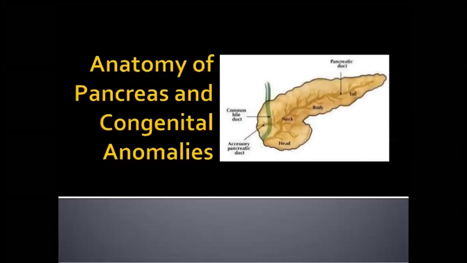So, what is the anatomy of the pancreas and its congenital anomalies? Now, you can see there's a head, neck, body, and tail, and there's a duct which is the pancreatic duct. Now, there's a common bile duct and an accessory pancreatic duct.